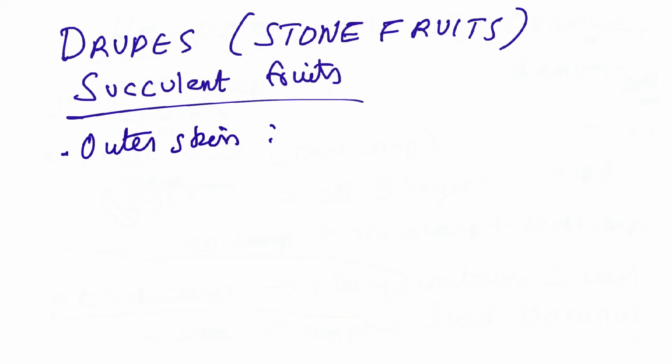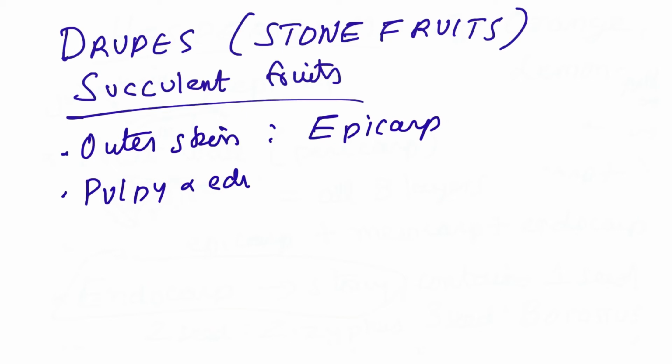Going on to the details of the other parts of the fruit. The epicarp, of course, is the outer skin. Here, the pulpy and edible part, a very important point, is the mesocarp.